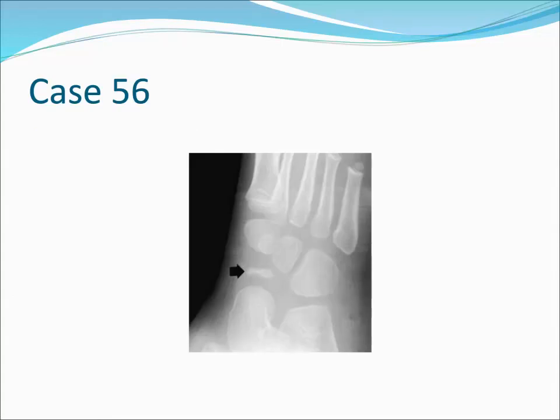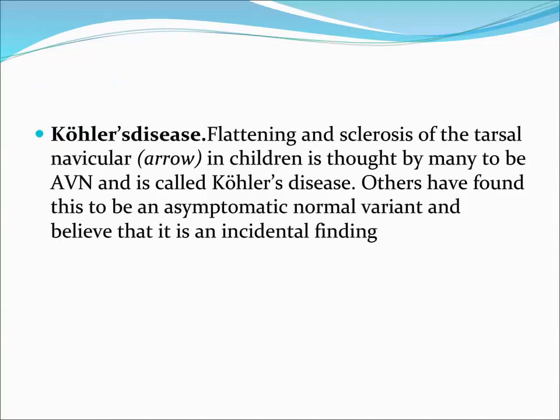Kohler's disease. Flattening and sclerosis of the tarsal navicular, arrow, in children is thought by many to be AVN and is called Kohler's disease. Others have found this to be an asymptomatic normal variant and believe that it is an incidental finding.